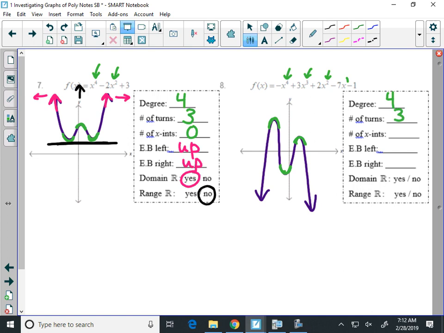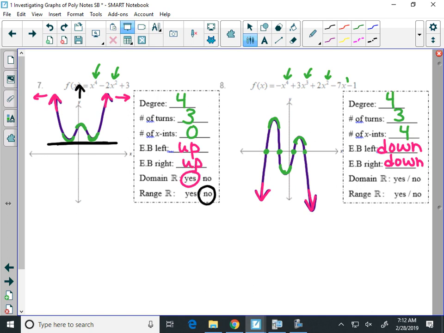This time the x-intercepts is different. We have 1, 2, 3, 4 x-intercepts. The end behavior on the left, the arrow is going down. And over here, the right arrow is also going down.